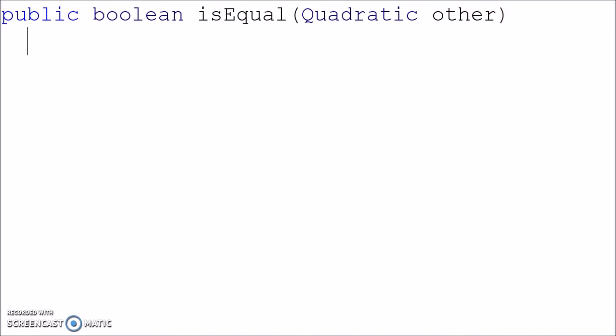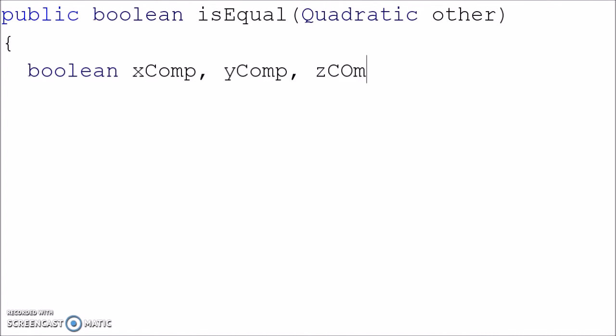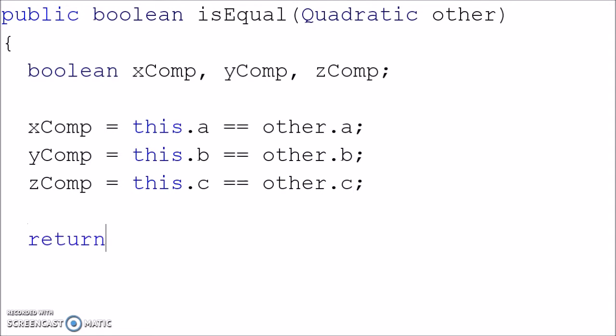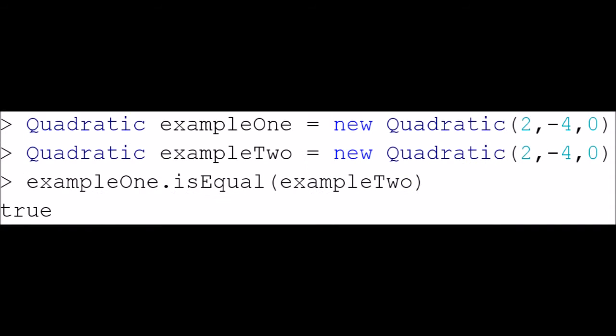Now on to comparing objects. To start off, we will make a method called isEquals, which returns true if the values of all the fields of a quadratic is equal to all the fields of another quadratic. This is much easier than comparing each field manually, making it easier for the user. Our isEquals method works great.